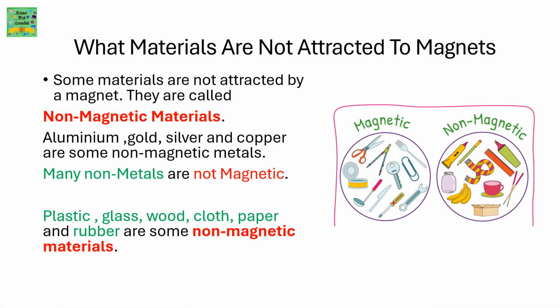What materials are not attracted to magnets? Some materials are not attracted by a magnet. They are called non-magnetic materials. Aluminium, gold, silver, and copper are some non-magnetic materials. Many non-metals are non-magnetic. Plastic, glass, wood, cloth, paper, and rubber are some non-magnetic materials.